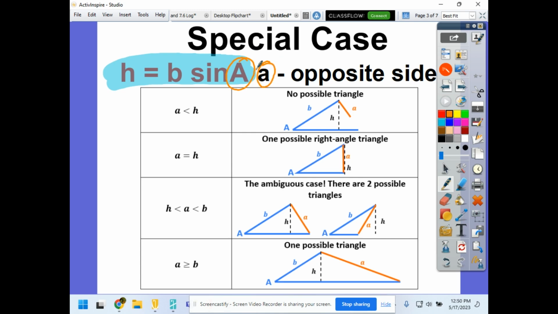Remember, this case works for SSA only. If the case is not SSA, you don't need to check the ambiguous case. Okay?